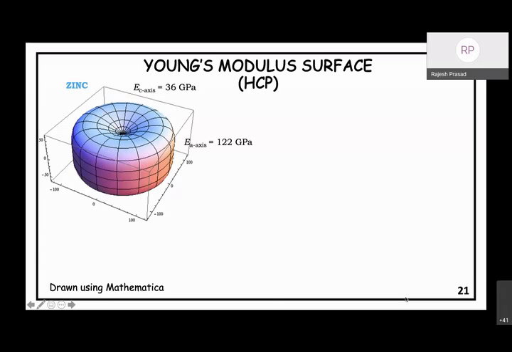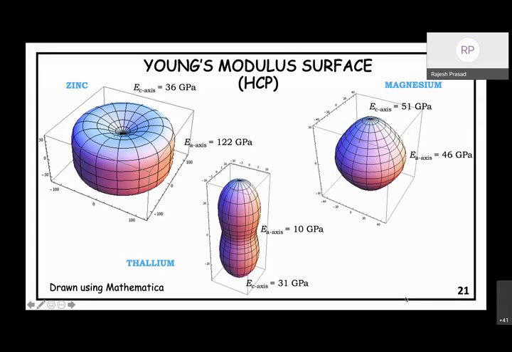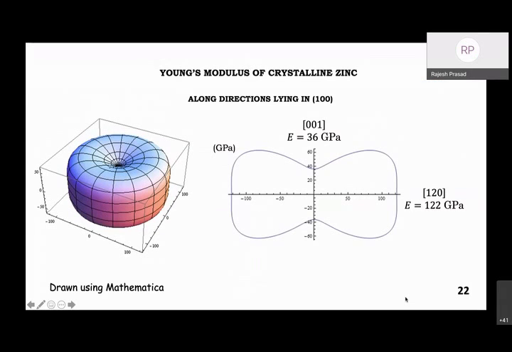This is not always the case. Another hexagonal example, thallium, has higher value along C-axis and much smaller value along the basal plane. This time, the C-axis value is 3 times the value it has in the basal plane. And finally, something which is close to isotropy, magnesium. The C-axis and the basal plane values are not very different. Although they are still anisotropic, it's not a real sphere, but it is like that.